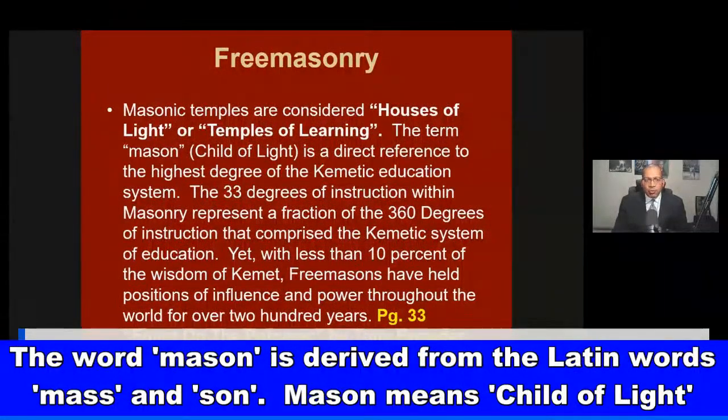Now, Masonic temples are considered houses of learning or temples of learning. The term Mason or child of light is a direct reference to the highest degree of the Kemetic education system. The 33 degrees of instruction within Freemasonry represent just a fraction of the 360 degrees of instruction that comprised the Kemetic system of education. Yet with less than 10% of the wisdom of ancient Kemet, Freemasons have held positions of influence and power throughout the world for over 200 years. Okay, read page 33.